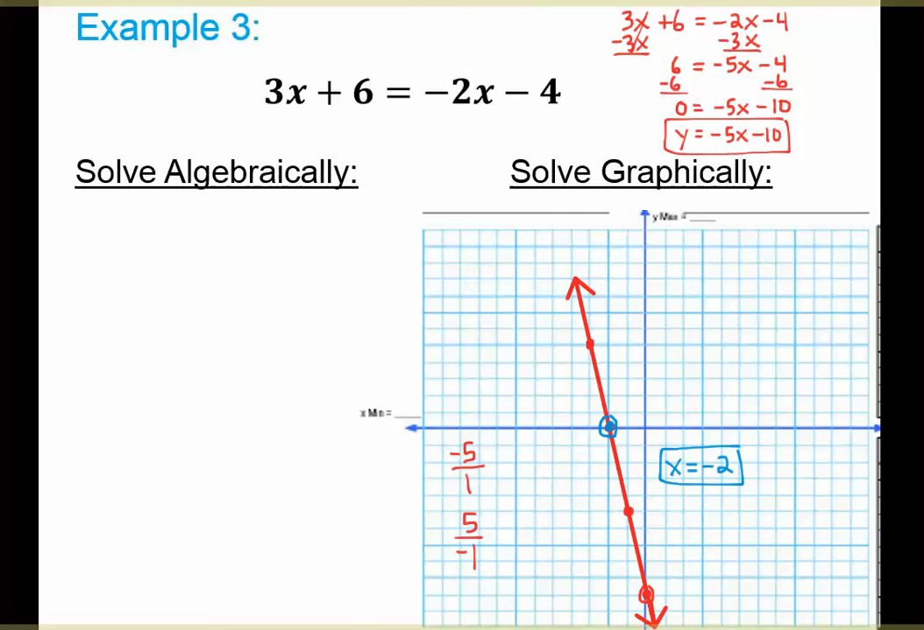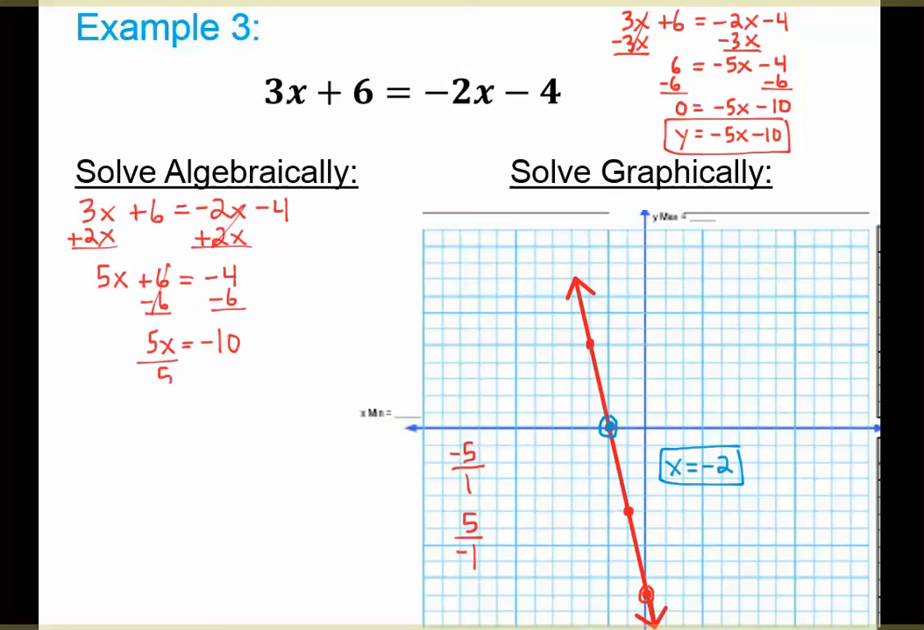Let me go back to the algebraic process now and see if I can come up with the same answer. And if I do, then I can feel pretty good about my graphing. 3x plus 6 equals negative 2x minus 4. Now this time I am going to collect variables and keep things positive. So I end up with 5x plus 6 equals negative 4. And remember, I'm trying to oppose my variable with some number. So I'm going to subtract 6 so I can have something on the right to play with this stuff. I get 5x equals negative 10. Right? And then I just divide both sides by 5. Negative 10 divided by 5 does give me the negative 2. So whether it's algebraically or graphically, I'm getting the same answer.